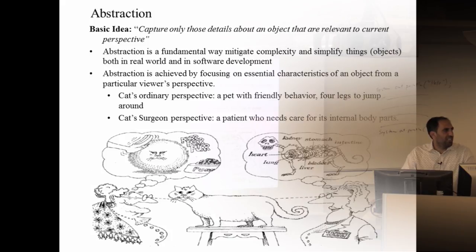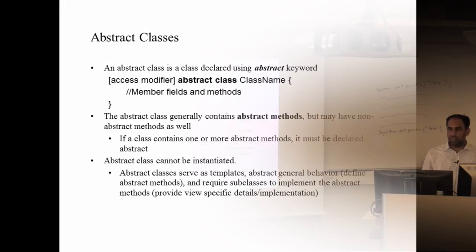So depending on your system, you don't need to put everything in. You don't need to take everything into account. You can take only the things which are important, and you can ignore other things. So this is one of the fundamental ways to mitigate complexity and simplify things, both in the real world and also in software development. And Java supports abstraction through abstract classes and interfaces.